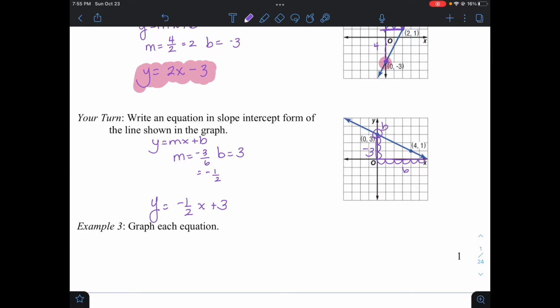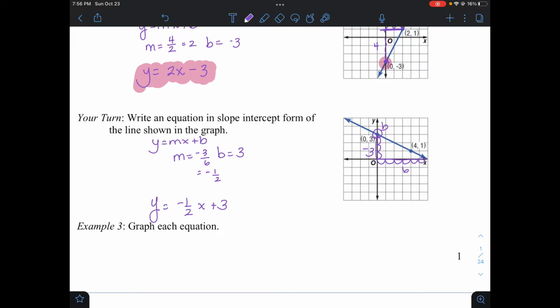All right, so hopefully you ended up getting y equals negative 1/2 x plus 3. The one thing I want you to be careful on is that it's a negative 1/2 x, because as we're going left to right, the graph is going down. So that's one thing I hope you notice about that part.